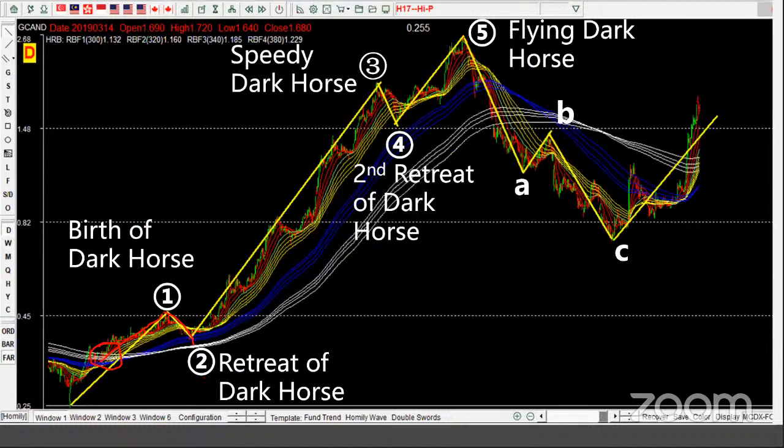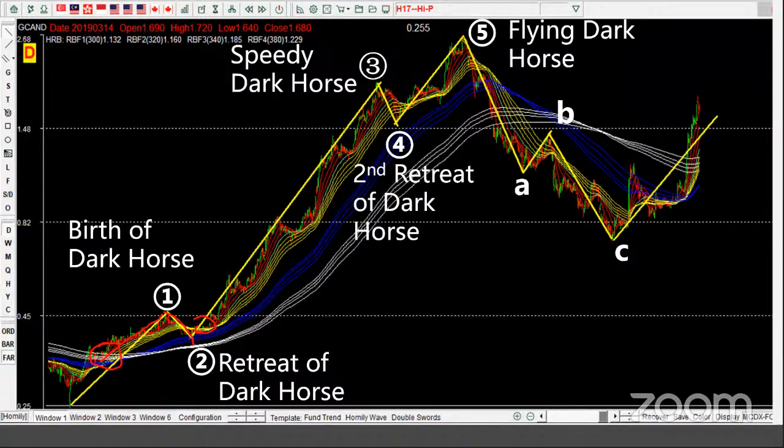And then the third wave sometimes corresponds to the speedy dark horse. What is a speedy dark horse? This is the third horse of the 5 horses chart, right? Usually it means after the price drops below the yellow lines, it goes back above the yellow lines again. Then we say that's the speedy dark horse, the third horse.